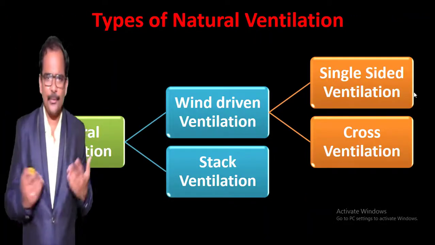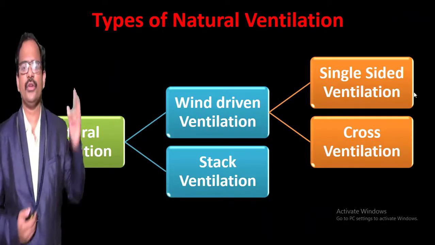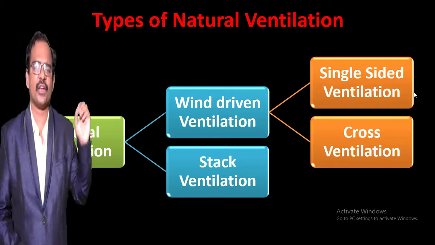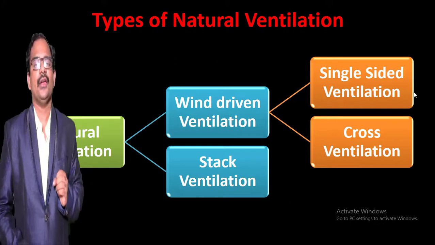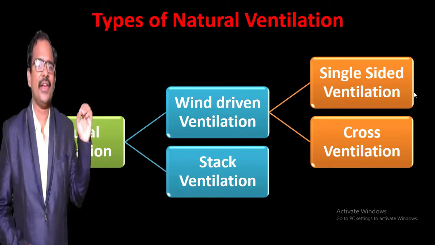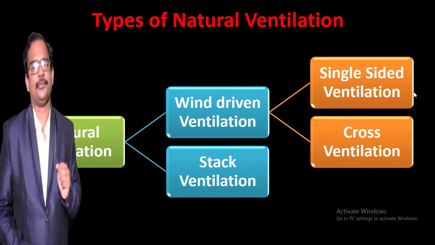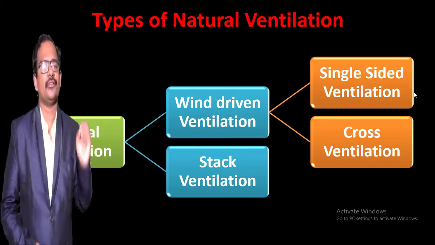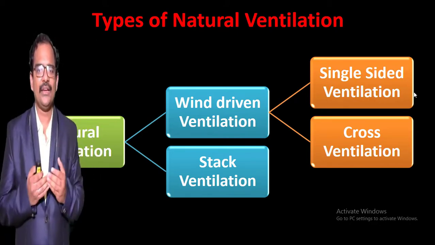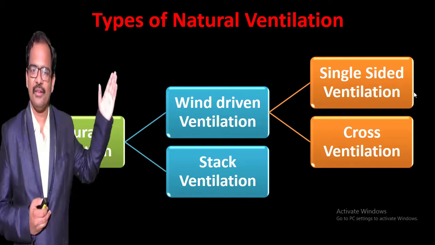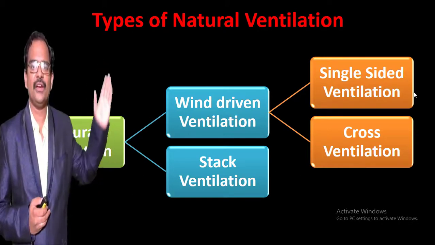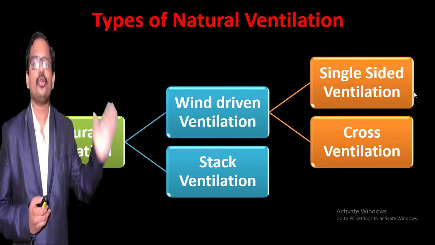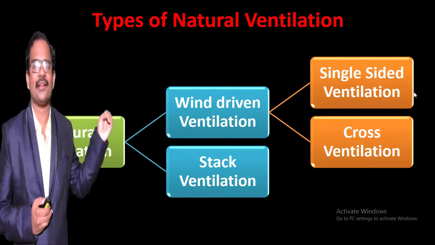Right. What are the different types of natural ventilation systems? There are two different types of natural ventilation systems. The first one is wind driven ventilation, the second one is stack ventilation. Wind driven ventilation is again divided into two types: the first one is single sided ventilation, the second one is cross ventilation. So on the whole, natural ventilation is divided into wind driven ventilation and stack ventilation, and wind driven ventilation is further divided into single sided ventilation and cross ventilation. Now let us see about these in depth.